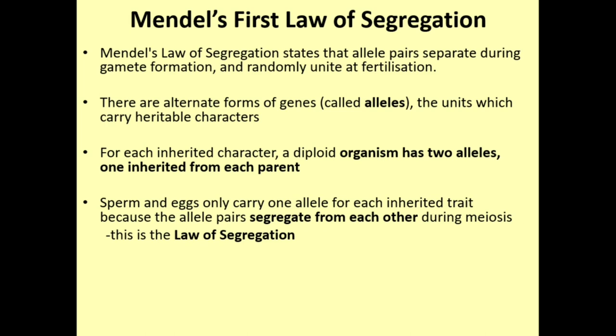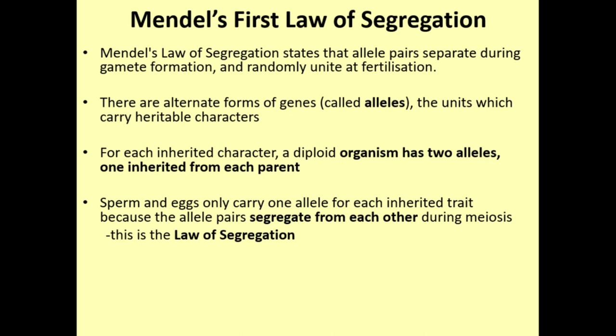But we know that during meiosis, we separate our homologous chromosomes. So for humans, we go from having 46 chromosomes in the germline cell to having 23 in each of our daughter cells produced at the end of meiosis 1. So we separate out our homologs, and that's what this is saying. This is what the law of segregation tells us: that sperm and eggs only carry 1 allele for each inherited trait because those allele pairs will separate during meiosis. One will go into one daughter cell and the other will go into the other daughter cell. And we now know that that happens during meiosis 1. But that is Mendel's law of segregation.